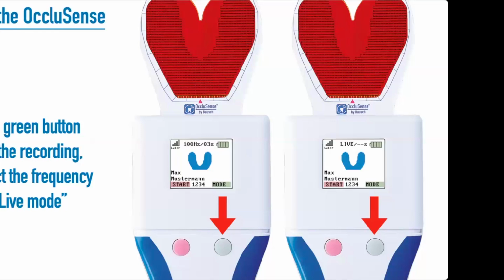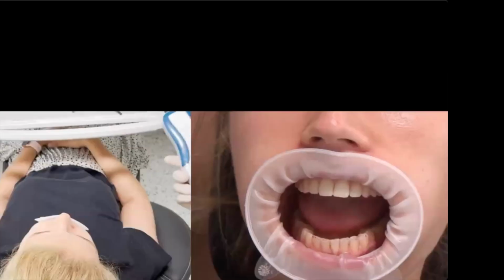If you have the handheld and use the green button before the recording, you can select the frequency or the live mode via the handheld as well.